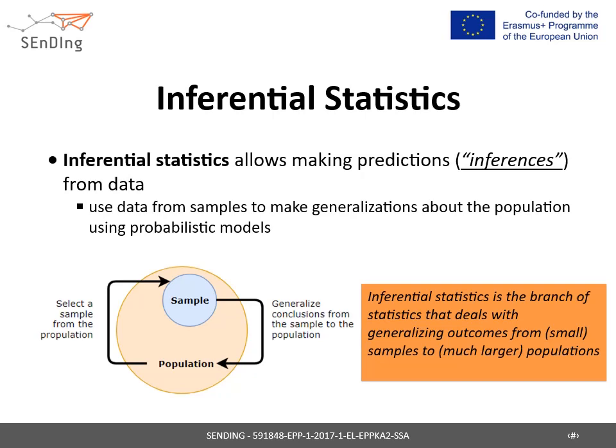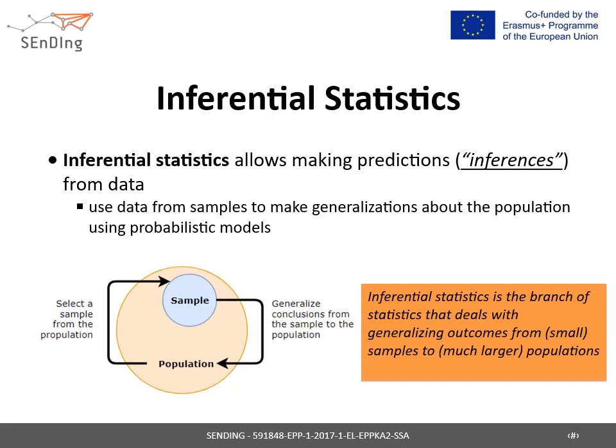While descriptive statistics describes data using a chart or graph for calculating average, mean, maximum, etc., inferential statistics allows making predictions or inferences from that data. With inferential statistics, we can use data from samples to make generalizations about the population using probabilistic models.